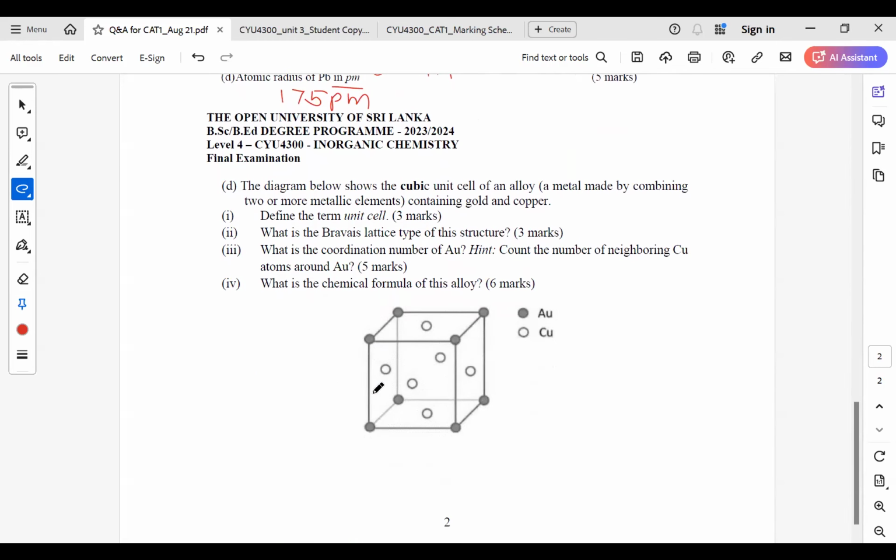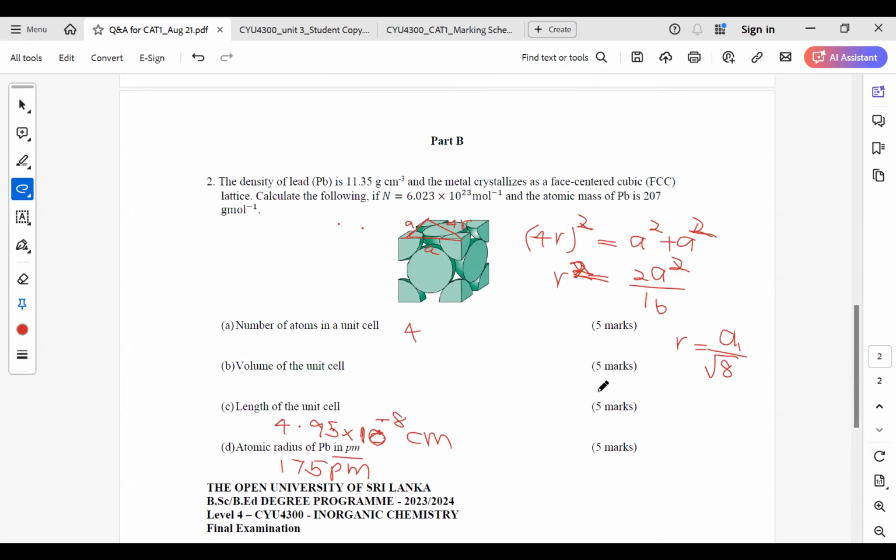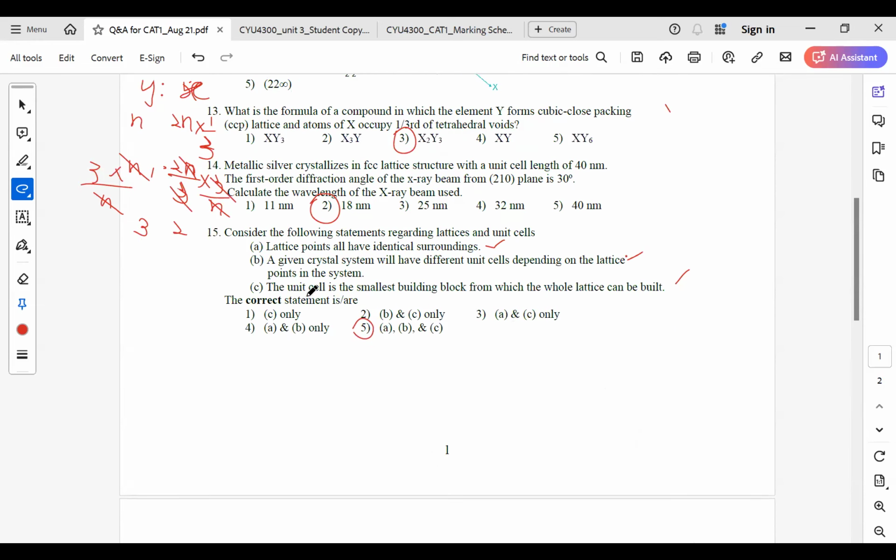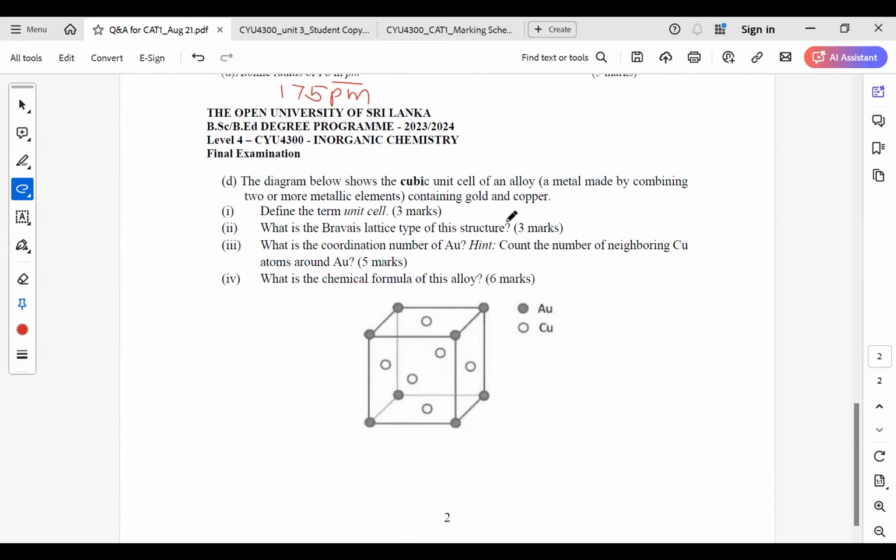Okay, then we will move on to the final exam question I gave the previous batch last year. This is a diagram showing the cubic unit cell of an alloy, a metal made by combining two or more metallic elements, containing gold and copper. The first question is: define the term unit cell. The unit cell is the smallest building block from which the whole lattice can be built. If you write that sort of answer, full marks are given.